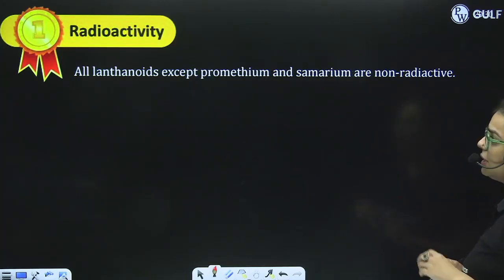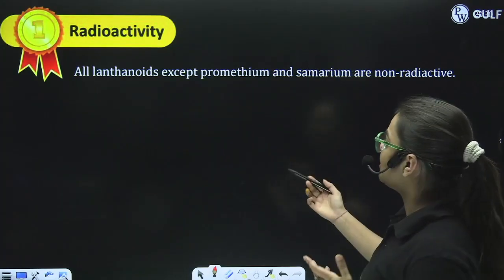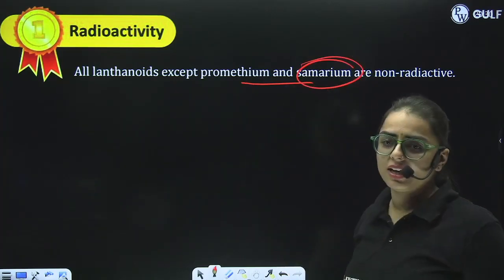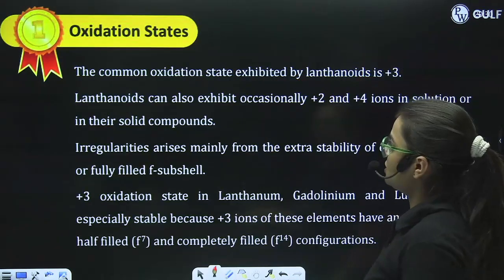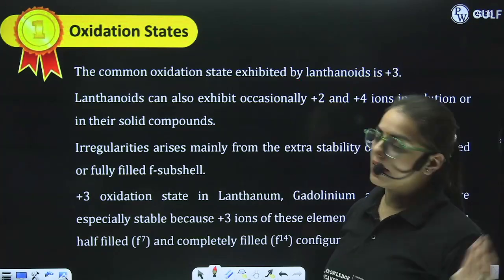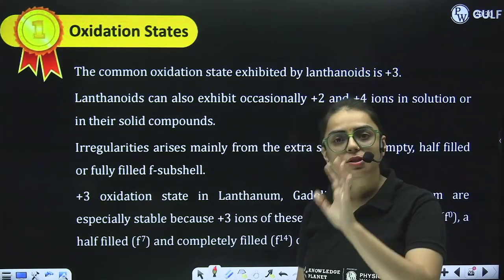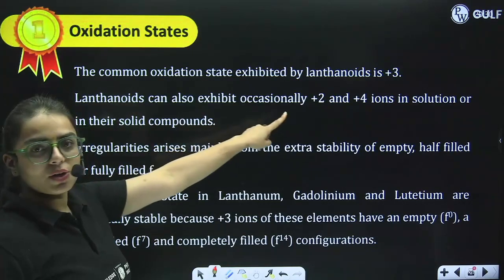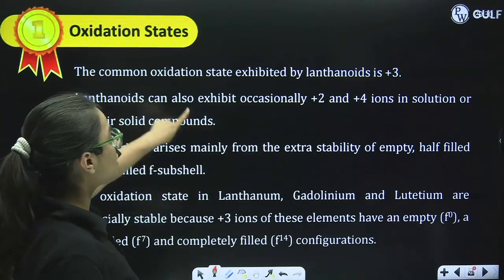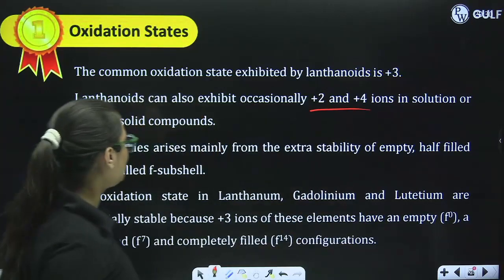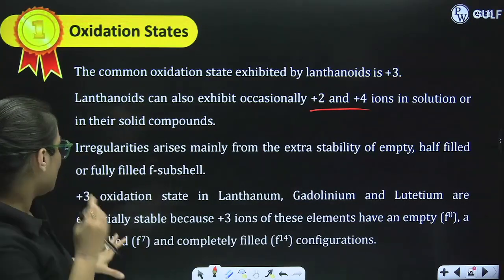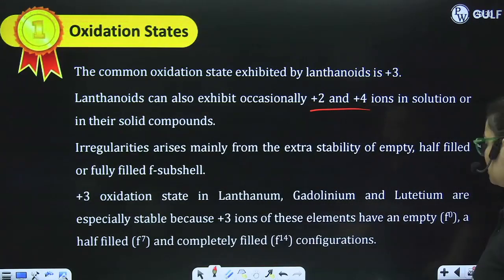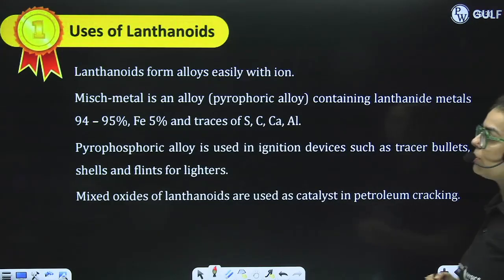Clear? Now students, radioactivity, all lanthanoids except promethium and samarium. Now this is important, this is asked again and again. These are non-radioactive in nature. Let's talk about oxidation states. In oxidation state, generally they will have +3 oxidation state, the F block elements, okay. So the common oxidation state already told you is +3. Lanthanide can also exhibit +2 and +4, okay, in solution or in their solid form. And this oxidation state value changes due to the unpaired electrons, right? Clear, everyone?